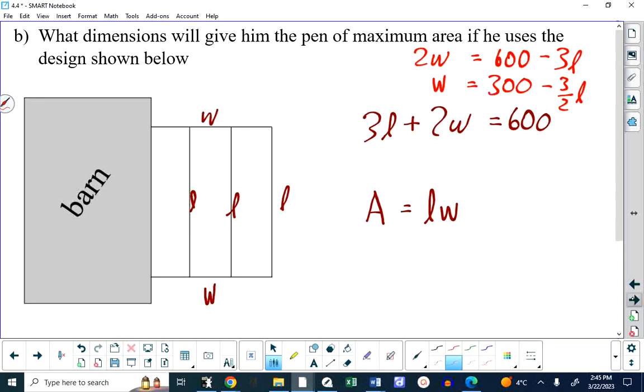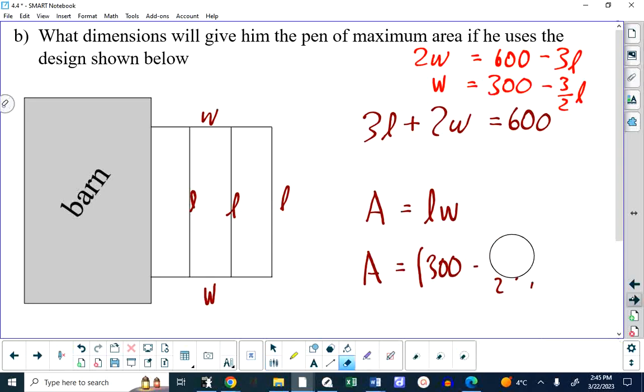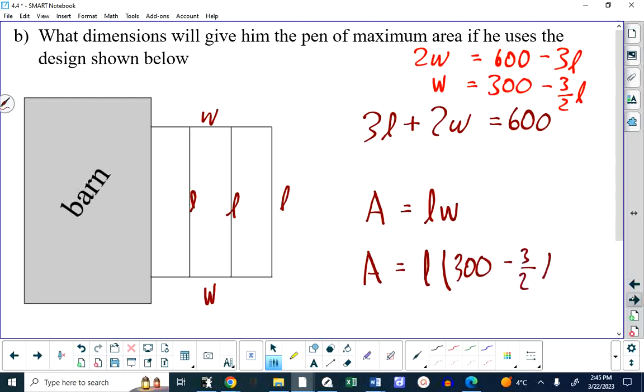Again, if you knew how to do these in Math 20, if you knew about the derivative, you wouldn't have to worry about completing the square. Does my rearrangement for L look okay? All right, so we're going to have L times W, which is L times 300 minus 3 halves L. So I guess in the previous question I had A as a function of W. Now I have A as a function of L.